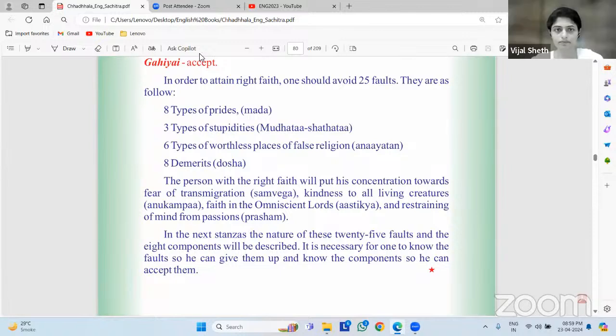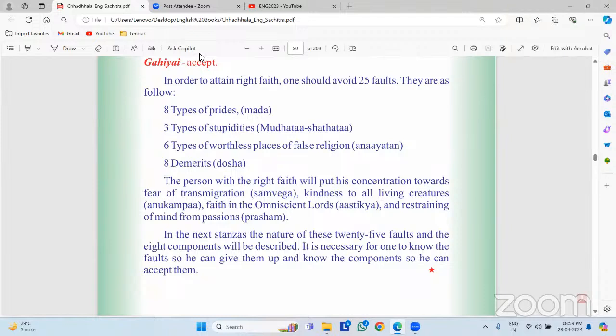In order to attain right faith, one should avoid 25 faults. They are as follows. 8 types of pride, Mada. 8 types of stupidities, Mudata. 6 types of worthless places of false religion, Anayatan. 8 demerits, Dosha. The person with the right faith will put his concentration towards fear of transmigration, Samvega, kindness to all living creatures, Anukampa, faith in omniscient lords, Astikya, and restraining of mind from passion, Prasham.